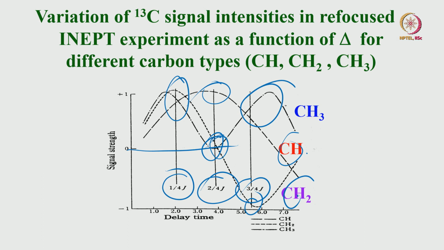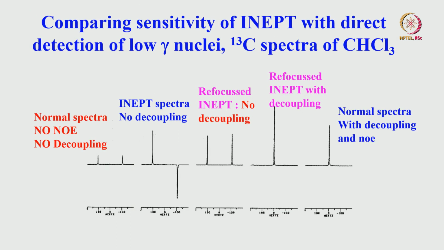You can also get a decoupled spectrum. You can do the decoupling by using this refocused INEPT. At the same time, by manipulating the delay, you will be able to identify different carbons attached to different numbers of protons. This is what it is.